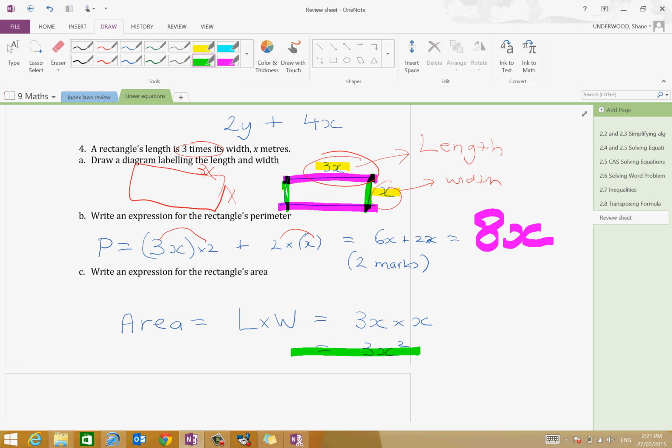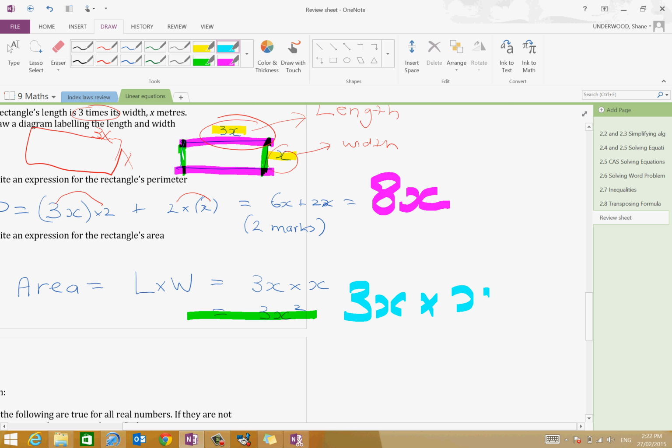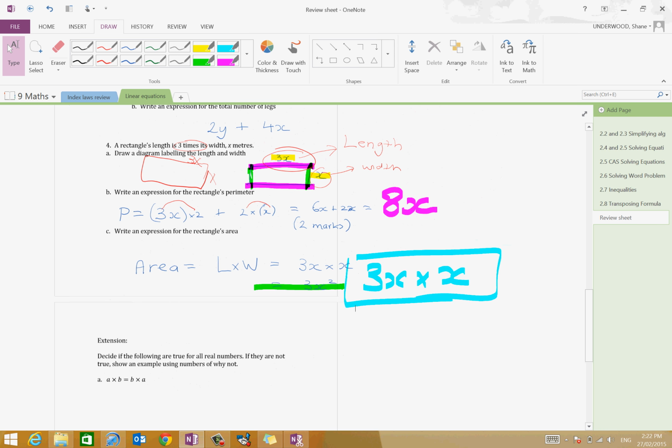Okay, Tenny got 3x times x, which technically is right, but has he simplified? No. Would you get full marks? No, you wouldn't. So what Tenny was saying is he wrote 3x times x. Now, a question would be saying a simplified answer. That's not simplified. Okay?